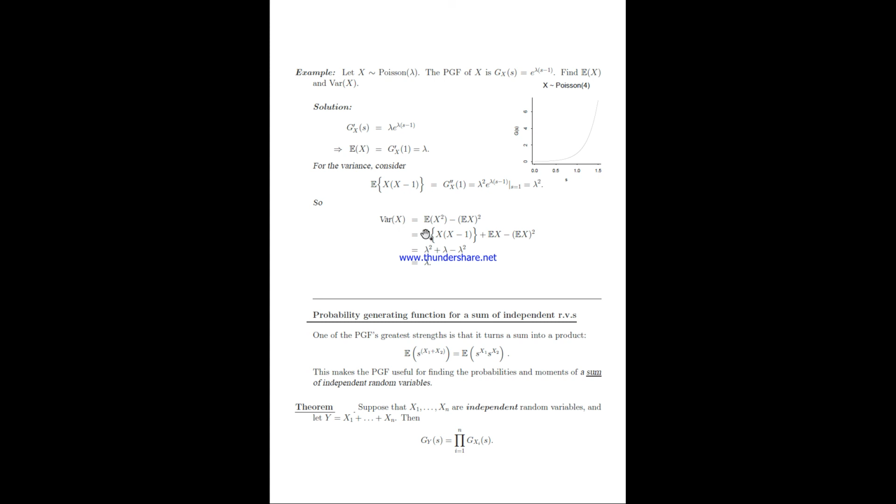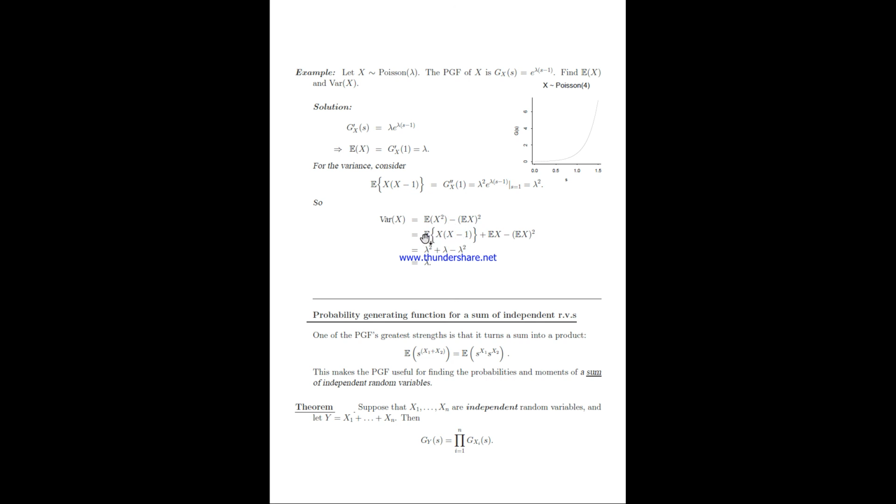Now when you take the variance, we know it is the expected value of x squared minus the expected value of x, the whole thing squared. This I can write with the expected value of x into (x minus 1). When you simplify, you have the expected value of x squared minus the expected value of x. In order to remove this additional term, I'll add plus the expected value of x, minus the expected value of x, the whole thing squared.